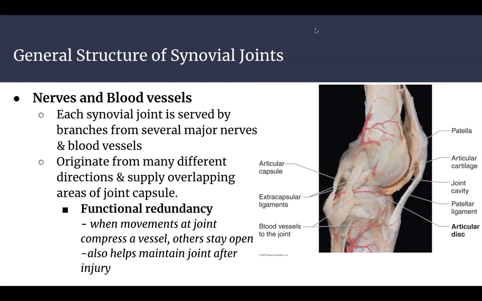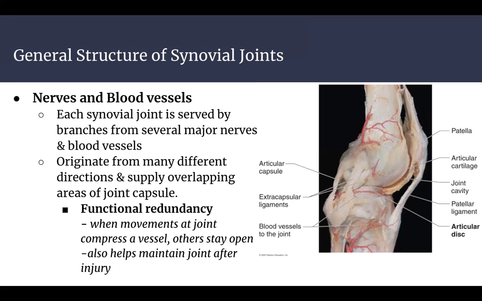So this kind of organization supports an idea called functional redundancy. So that means it looks at first like we have more vessels and nerves going into this area than we really need. But we have that situation so that, say, when a movement or joint compresses a vessel, others can stay open and continue to provide that joint with the nutrients and connectivity that it needs to stay healthy and functional.